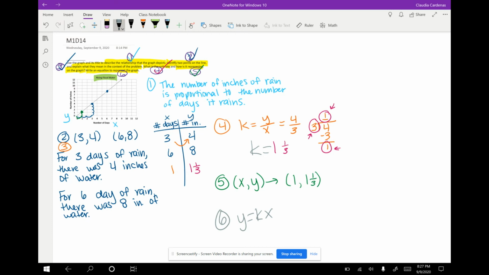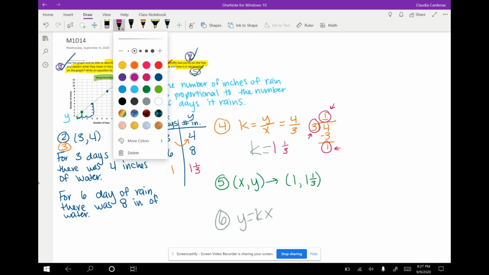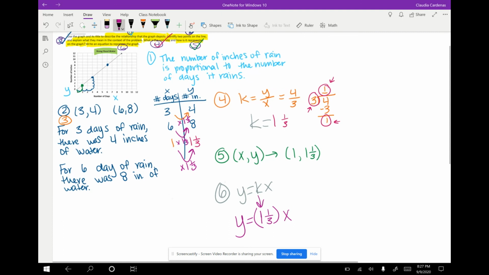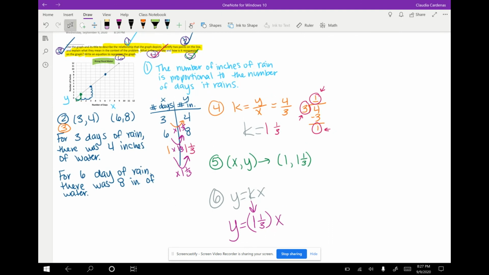So all I'm going to do now is just substitute that into our equation, right? So k is 1 and 1/3. And because it's a mixed number, I'm actually going to put parentheses next to it. So I know 1 and 1/3 times any x value will get us our y value in our table. So if I put that in our table, I see that 3 times 1 and 1/3 would get us 4, 6 times 1 and 1/3 would get us 8, and 1 times 1 and 1/3 would get us 1 and 1/3.